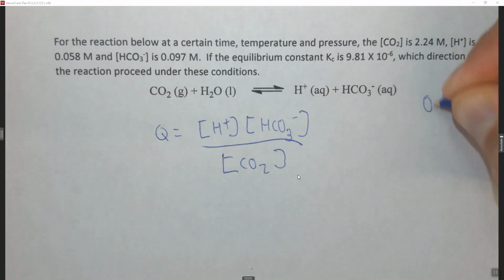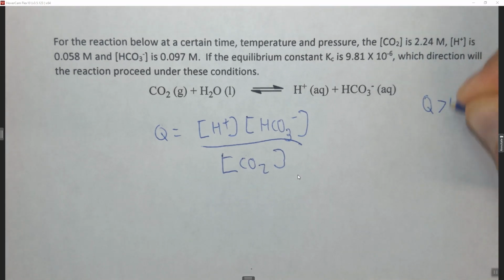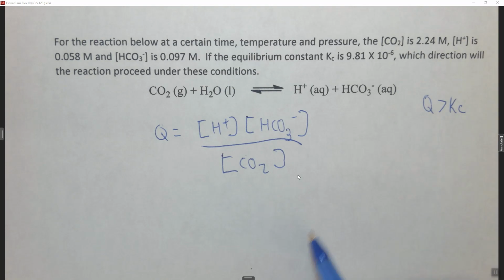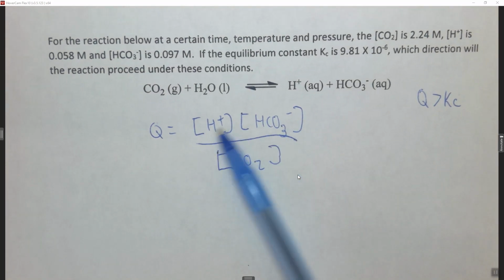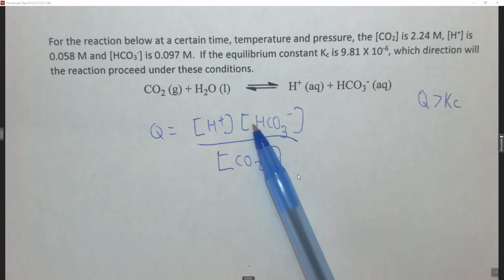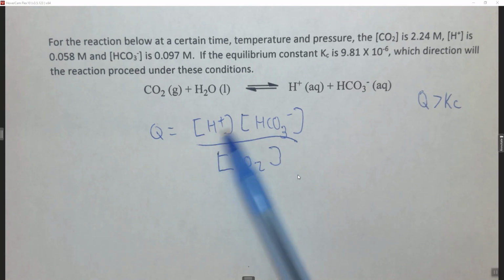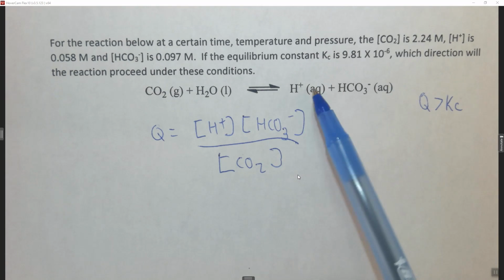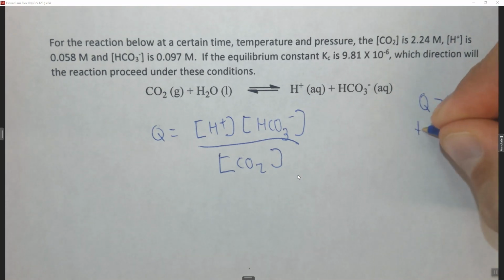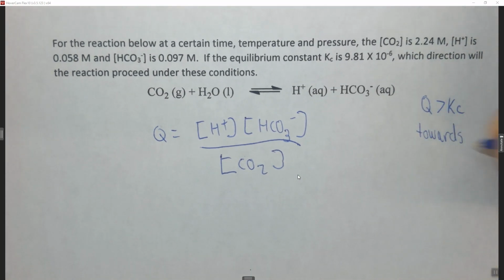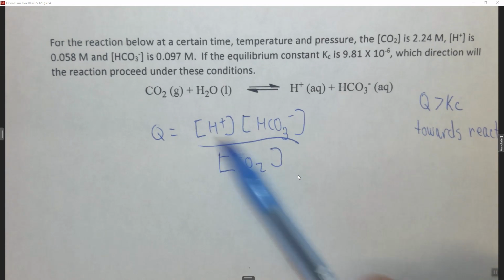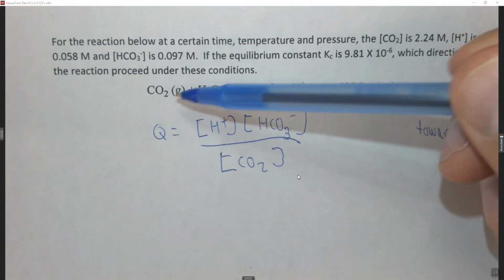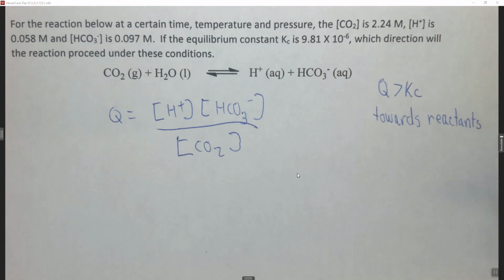All right. Q is greater than Kc. If Q is greater than Kc, it means you have excess of products. So in this case, you have too much products, and the reaction will shift towards the reactants because there's more products, so therefore the reaction shifts to get rid of the products. It'll shift towards the reactants.